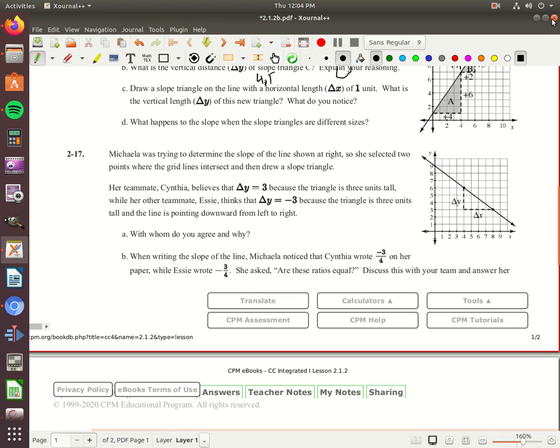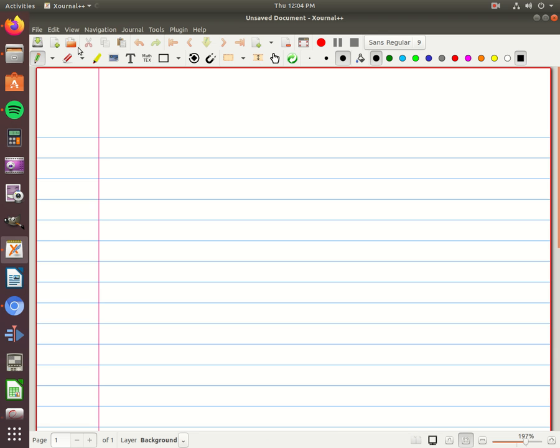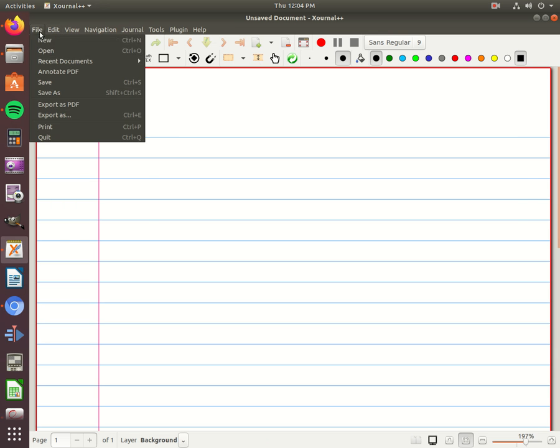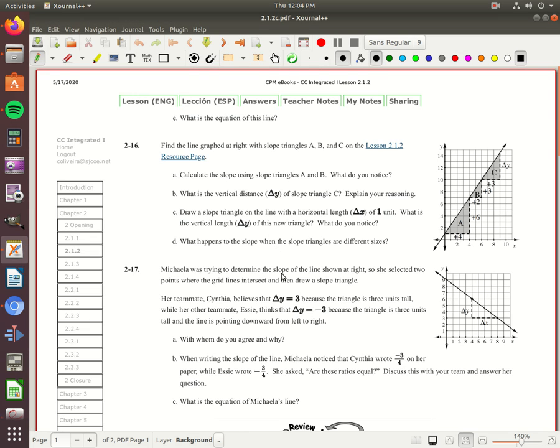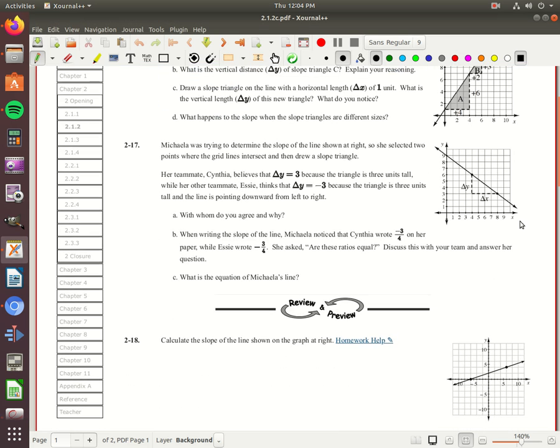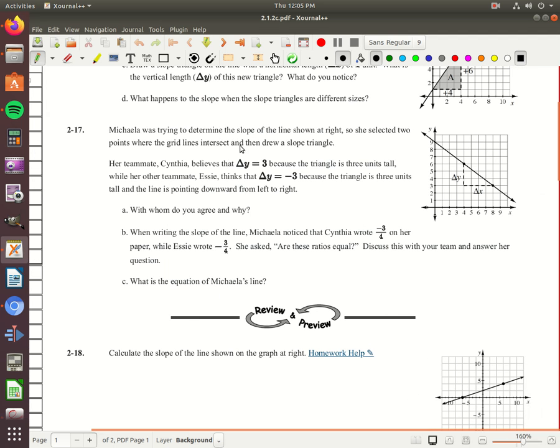All right, so 217 I think is the last one I do, but I'm guessing I need to open this to get the entire 217. So let's go here and see 217. It says Michaela was trying to determine the slope of the line shown at right. So she selected 2 points where the grid lines intersect and then drew a slope triangle.